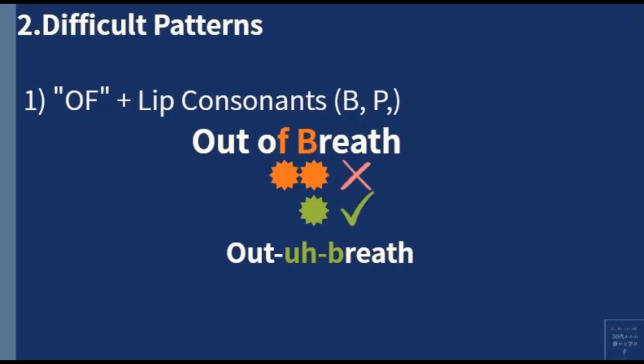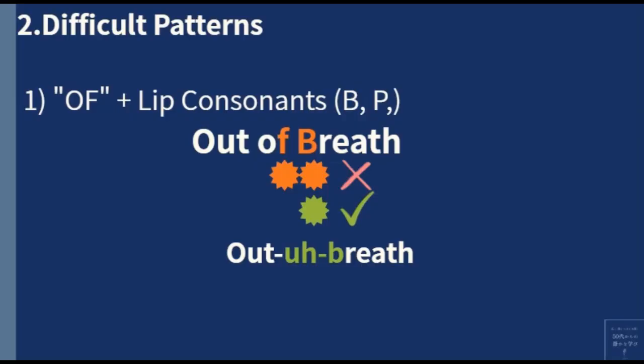Let's do a quick exercise. Step number one, feel the traffic jam. Intentionally bite your lower lip hard and say out of breath. See how busy your mouth is? That tiny delay is exactly why the AI gets so confused when recognizing your sounds.